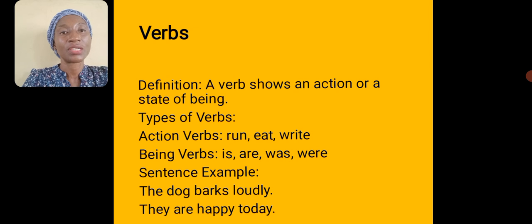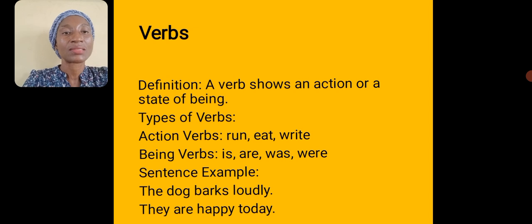Types of verbs: we have the action verbs like run, eat, write. There are very many action words. And then we also have state of being verbs like is, are, was, and were. These are examples of state of being verbs.